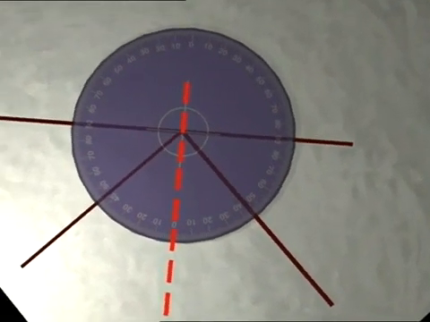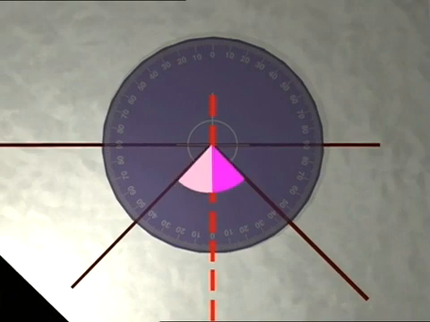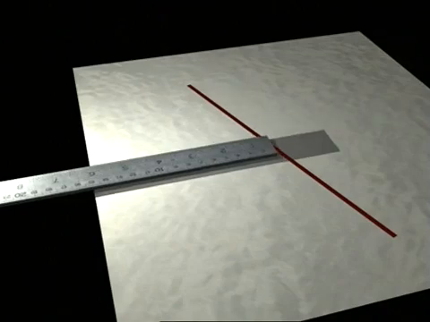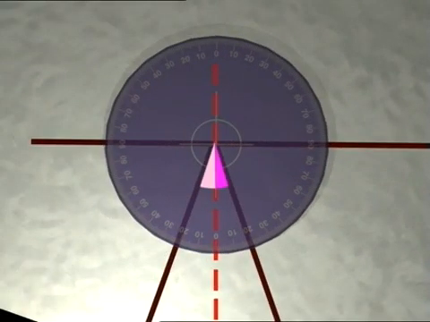Use a protractor to measure these angles. We can see that the angle of reflection is equal to the angle of incidence. If we change the angle between the incident ray and the mirror, we find that the two angles are always equal. This is known as the law of reflection.